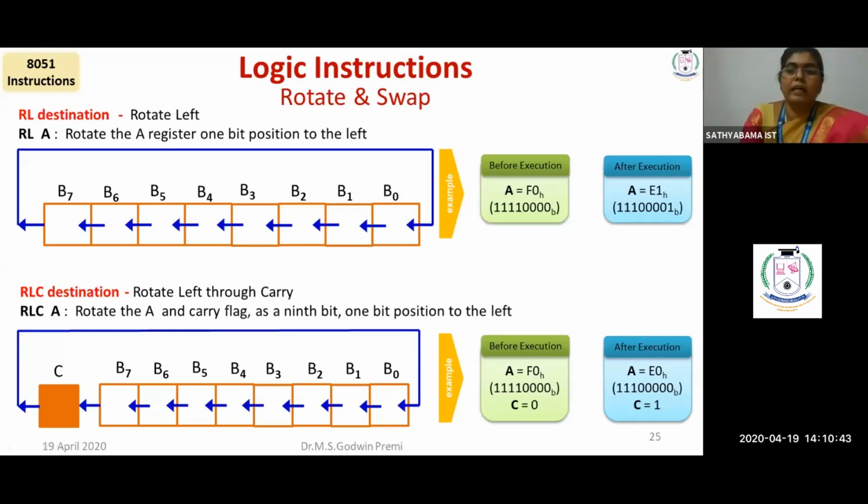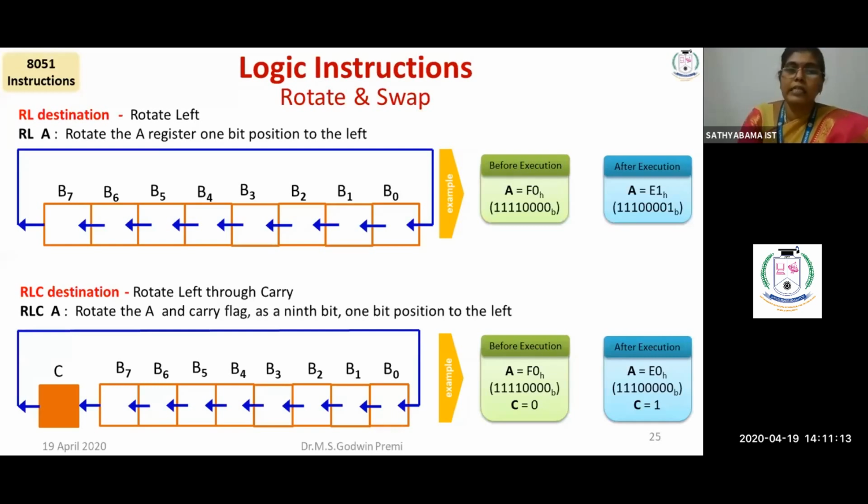Just we can have a look once again. Here B0 to B7 is 11 11 00 00. Carry is 0. It is shifted. So this 0 will be coming to B0. So after execution, just you can see this is 0. This B7 will be moved to C. So just you can see this B7, it is moved to carry flag. This is the rotate left through carry. So carry flag is included as a 9th bit for rotation.